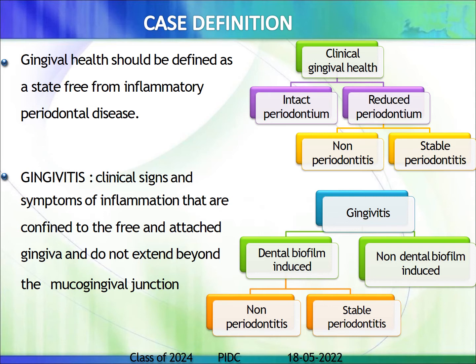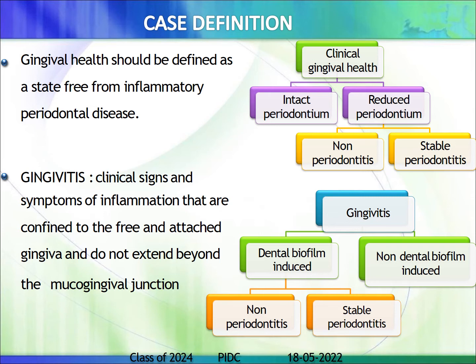If it occurs on a reduced periodontium, we give the diagnosis of clinical gingival health on a reduced periodontium. This could be because of a non-periodontitis condition, or because of a stable periodontitis condition, wherein the patient who had periodontitis has gone into a healthy status.